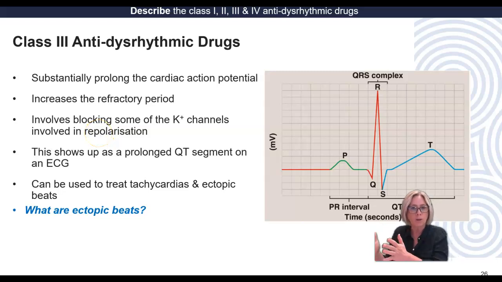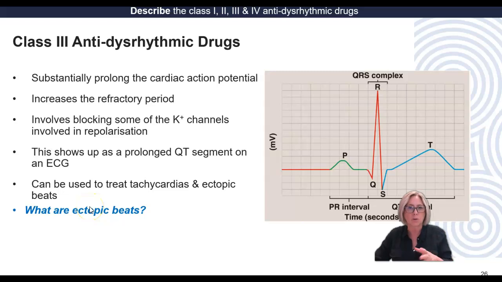So by prolonging repolarization, you're also delaying the next depolarization, and that's what's going to decrease the heart rate. However, this shows up as a prolonged Q to T segment on an ECG trace, which I'm just pointing to here. And these are the drugs that can cause that torsades de pointes arrhythmia that I mentioned in the previous recordings, where you get that kind of pivoting around the isoelectric line that resembles a ballet move. And they can be used to treat tachycardias and ectopic beats.